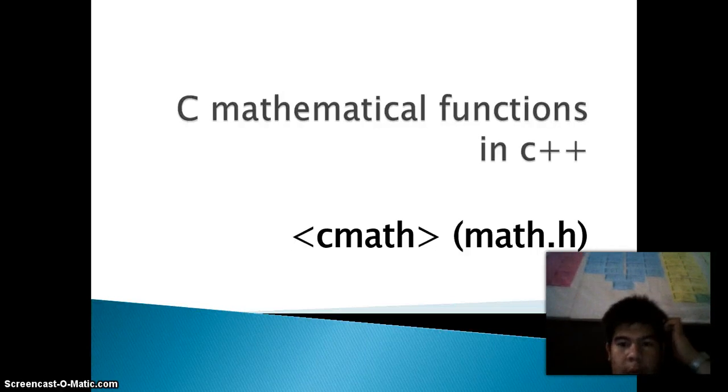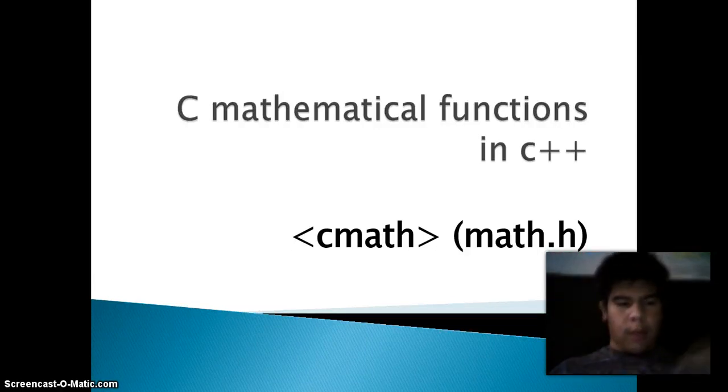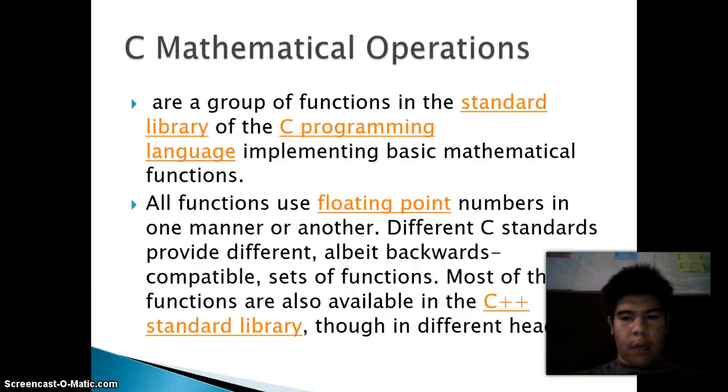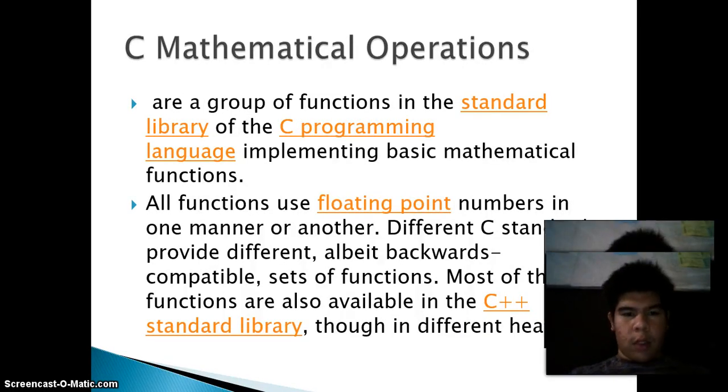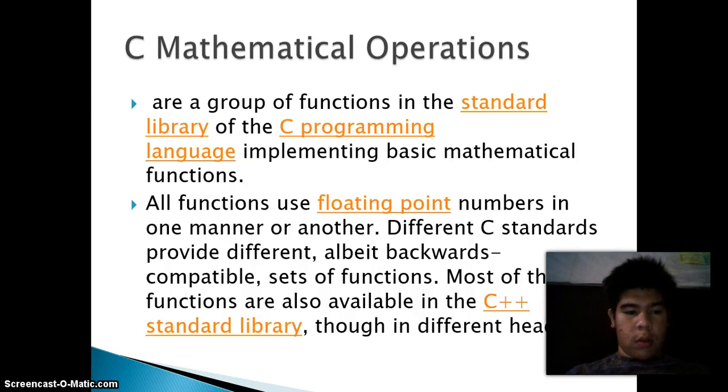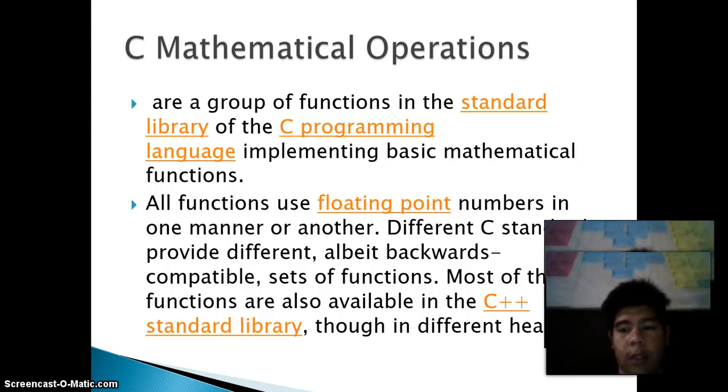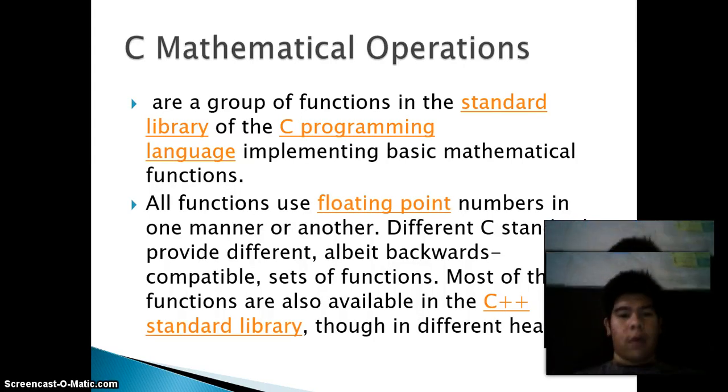Hello, I'm going to discuss the cmath mathematical functions in C++, or the cmath library. Cmath mathematical functions are a group of functions in the standard library of C++ for the C programming language, implementing basic mathematical functions. They use floating point numbers in one manner or another.